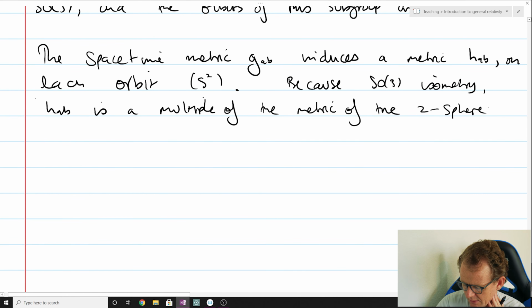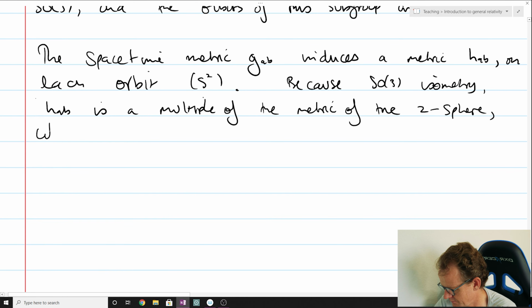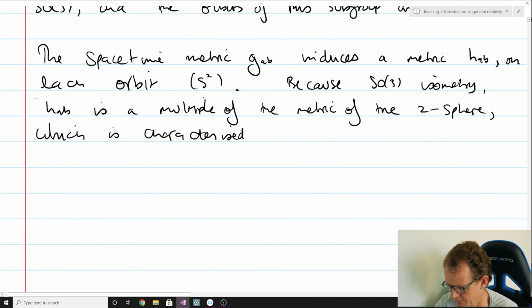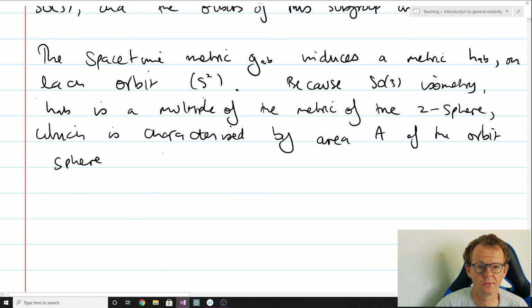Right? Because there's no other way to have an SO(3) invariant metric that induces a metric on the sphere. There's no other possible metric you can write on the two-sphere that's invariant under rotations. And what is this constant of proportionality? Well, we could label it by the area of the orbit sphere itself.